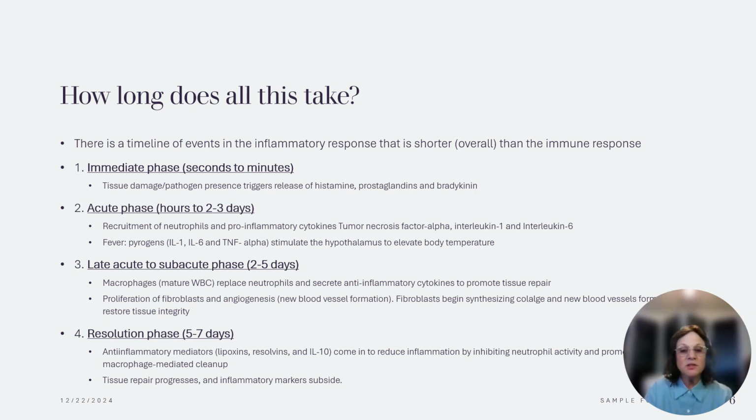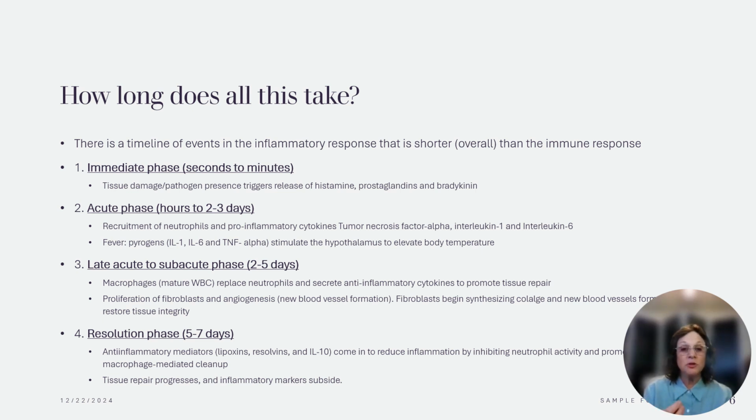So there are various phases of acute inflammation. The immediate phase starts instantly the second there is an injury anywhere in the body, and it lasts for a few minutes. This is where the tissue damage has occurred. There's a pathogen presence, something that has triggered this release of histamine, the prostaglandins, and the bradykinin. They go in and do their job.